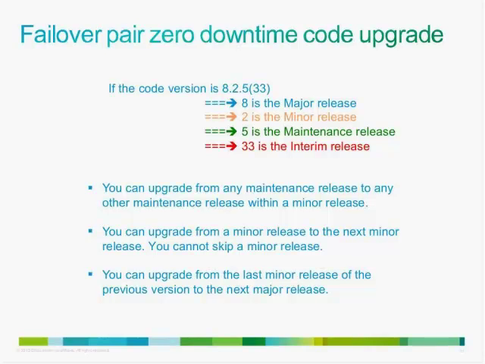In the upgrade guide that we referred to in the prior slide, it clearly says you can upgrade from any maintenance release to any other release, which is this green number highlighted here. If it's the third number, you can go from any number to any other number. The minor release, you can upgrade to the next minor release. You cannot skip one. So if it is 8.2, you have to go to 8.3. Only then is the ASA upgrade supported for zero downtime upgrade. And you can upgrade the last minor release of a previous version to the next major release. So I think that's pretty clear, so everybody can get the question answered about ASA zero downtime failover upgrade.